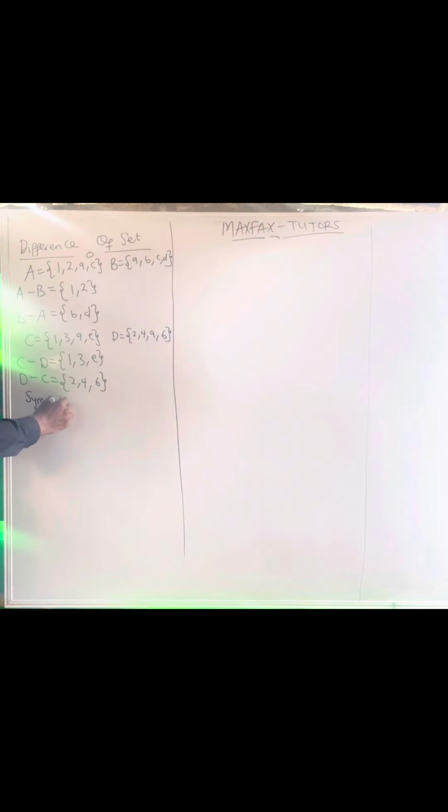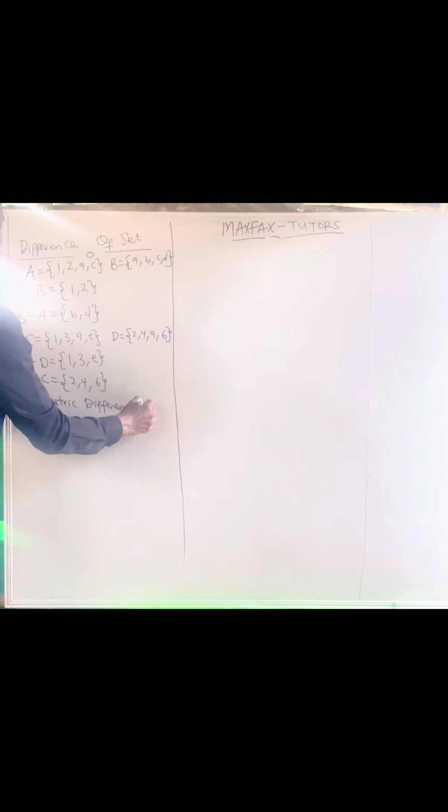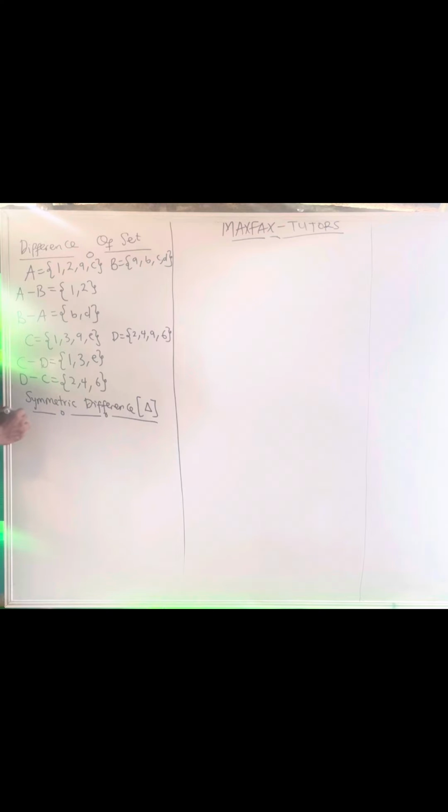Now guys, we are going to move on to symmetric difference. If you are talking about symmetric difference, we represent it with this sign. So in set theory, whenever you see this sign, it simply means symmetric difference. The general formula for symmetric difference of A and B is written as A minus B union B minus A. Guys, let's look at an example.